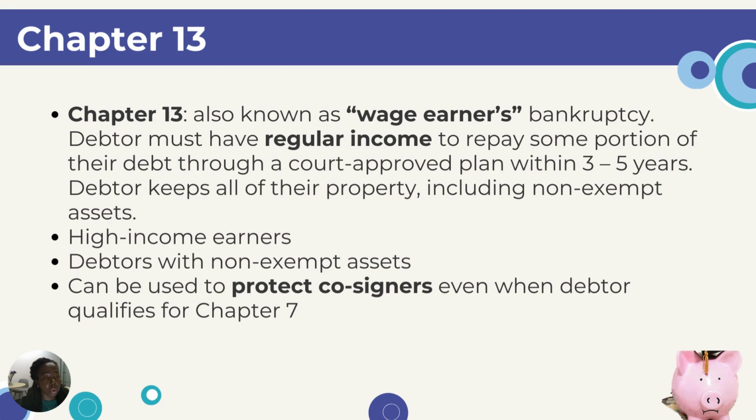And one of the things that's great about a Chapter 13 is that it can be used to protect a cosigner, because once one of the borrowers files Chapter 13, then the cosigner will be protected by the automatic stay as well. I'll explain what the automatic stay is in a minute.